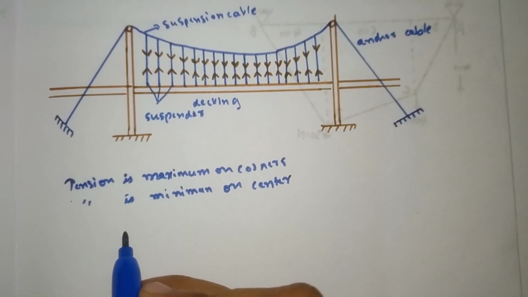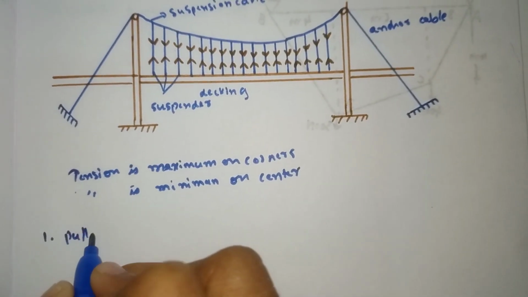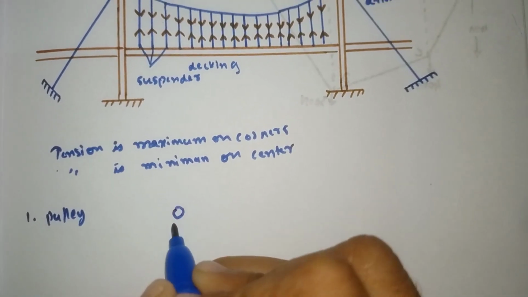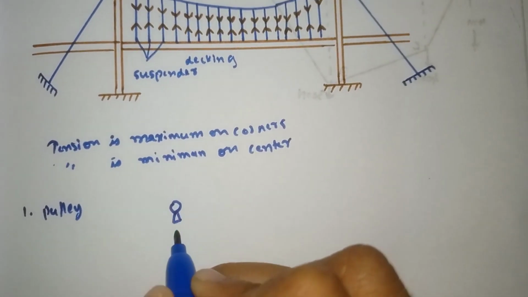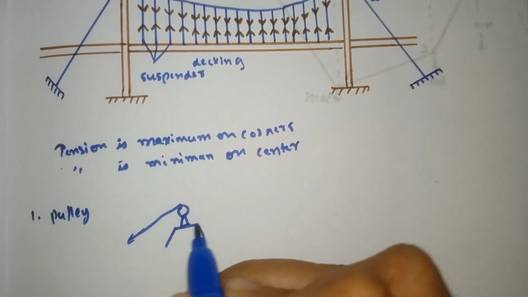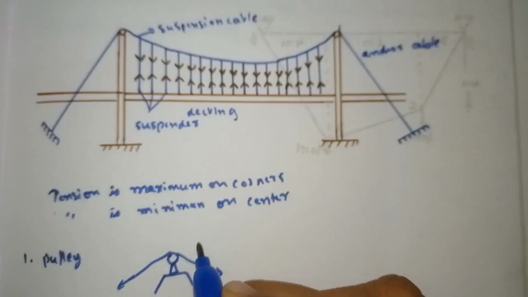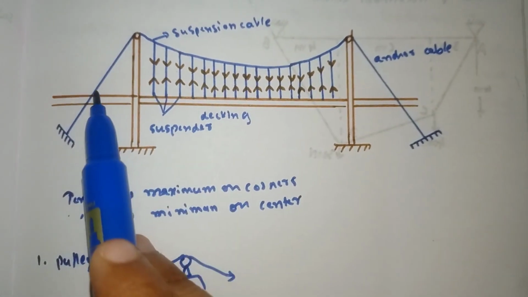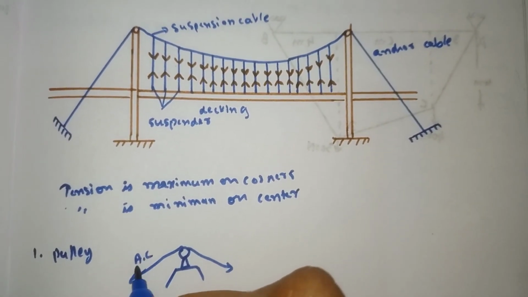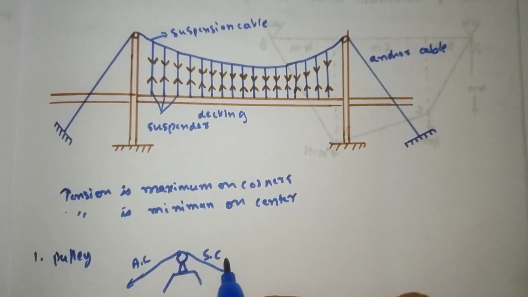We'll get two types of supports here, so we'll see them one by one. First will be the pulley. The diagram of this will come like this. Here is the cable, and here also one cable. It's called the suspension cable, and one more is the anchor cable. I will shortly write it as AC. It means anchor cable, and SC means suspension cable.